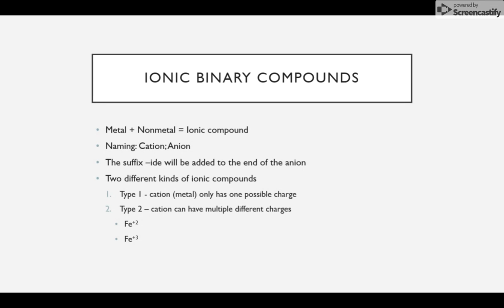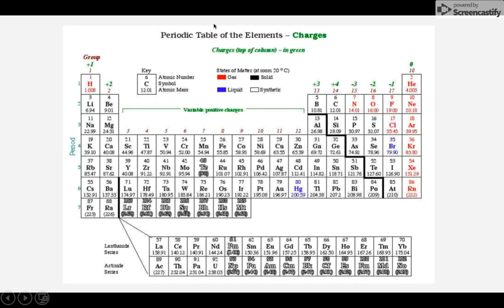And in this next slide, this is a periodic table of the elements, and it shows you the charges. So group 1 has a +1. Group 2 has a +2. This one has a +3. This one has a +4. And they're like this because it's easier to go this way to get to the noble gases than to go all the way over here.